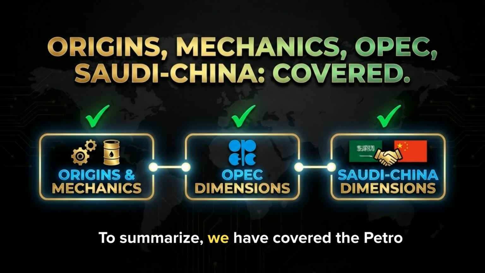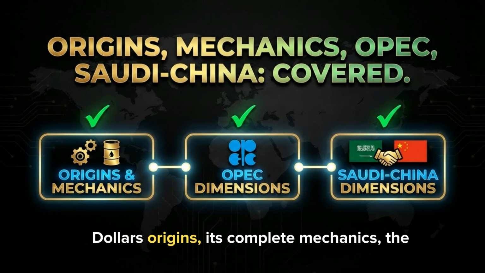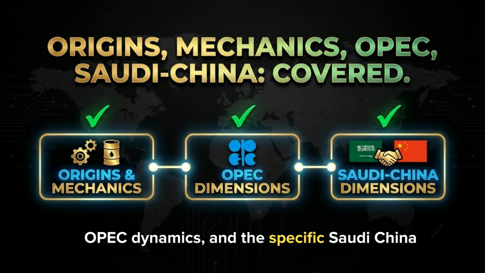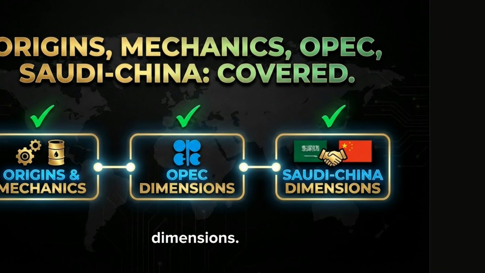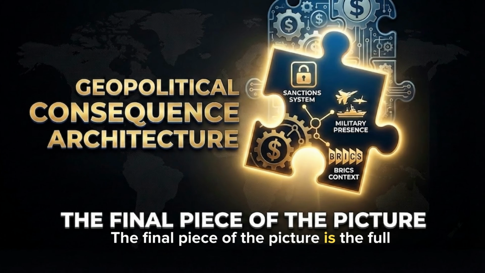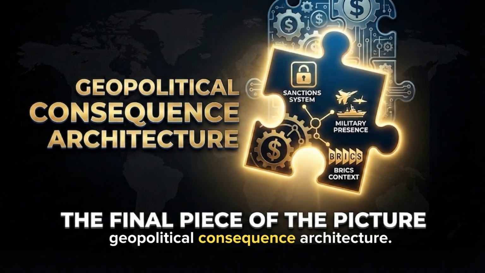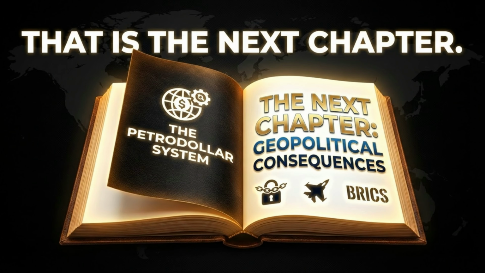To summarize, we have covered the petrodollar's origins, its complete mechanics, the OPEC dynamics, and the specific Saudi-China dimensions. The final piece of the picture is the full geopolitical consequence architecture. That is what we will explore in the next chapter, the geopolitical consequences.